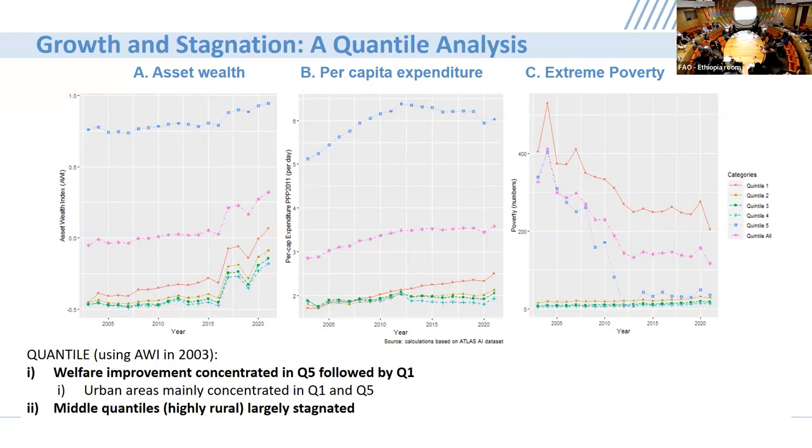What's going on there? Well, these are actually 70% urban places. So these are informal settlements, places where there is more economic dynamism. These are almost 100% rural areas where there's virtually no change.